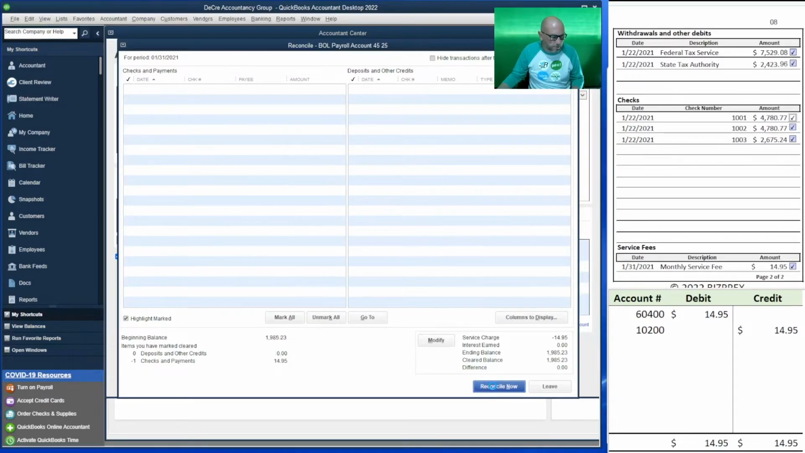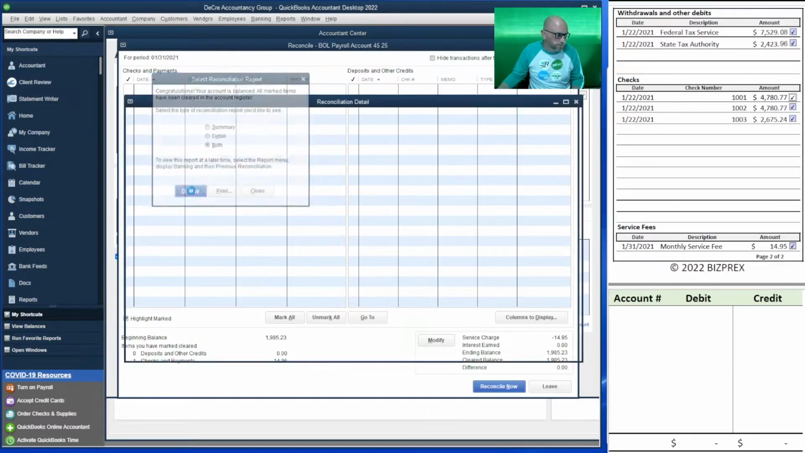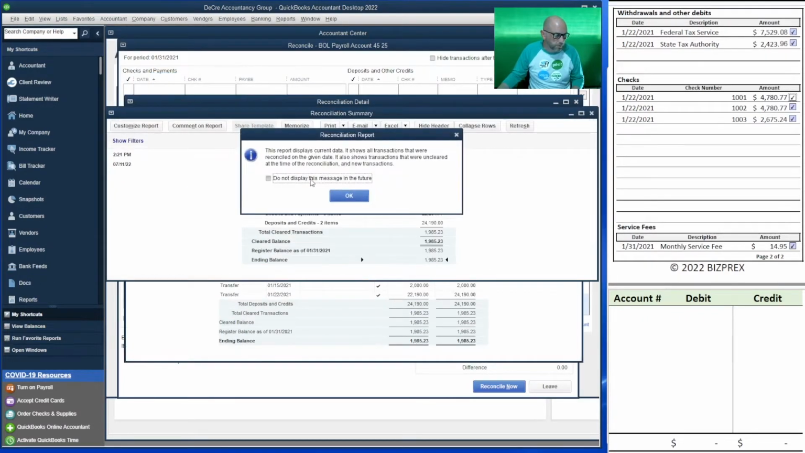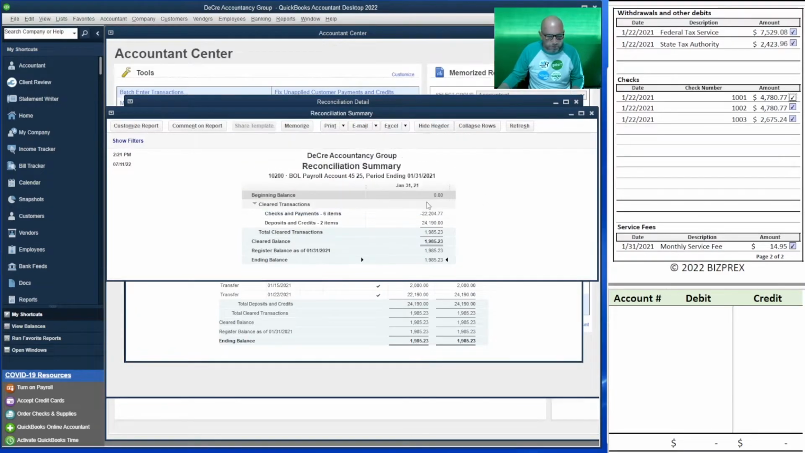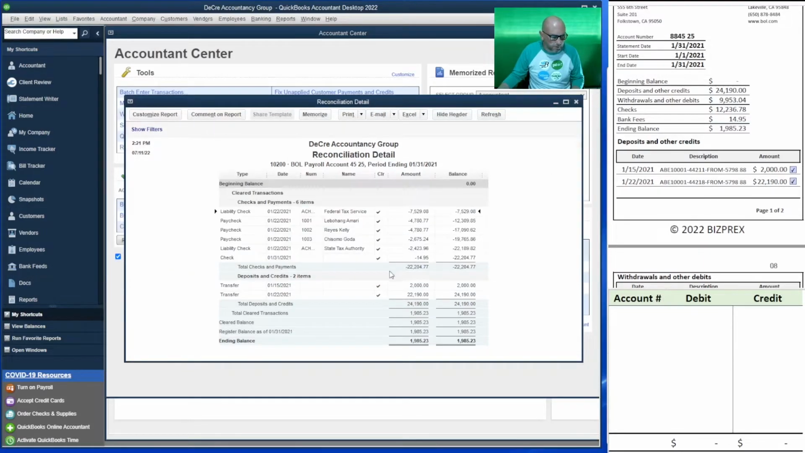Let's reconcile now. We're going to do both reports as we usually do, and we can print them. All right, don't display this in the future, please. Okay, so let's check the ending balance. It matches, 1,985. That's good. And let's take a look at the details.